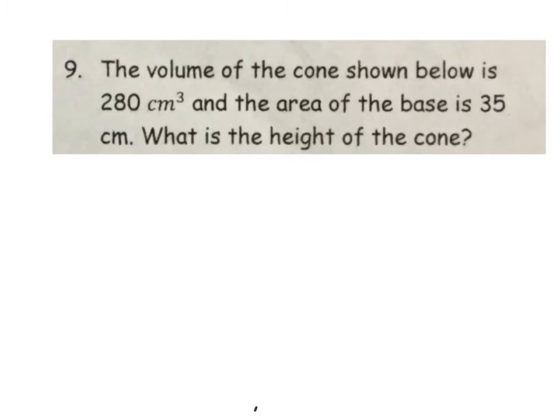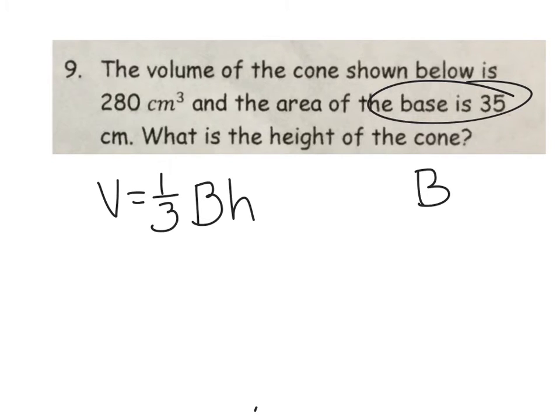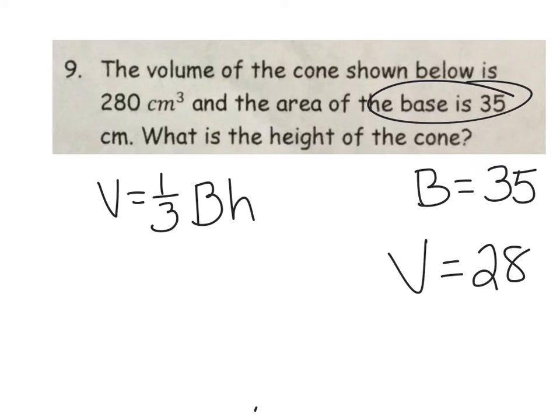Okay, number 9. The volume of the cone shown below is 280 centimeters cubed, and the area of the base is 35 centimeters. What is the height of the cone? So for a cone, we've got volume equals 1/3 area of the base times the height. That's the formula we use. Now, we do know the area of the base is 35, so the capital B part of that formula is 35, and we know that volume is 280. Okay, so kind of just figure out from there how to find the height.